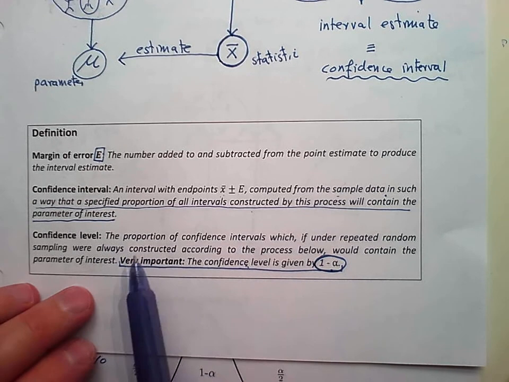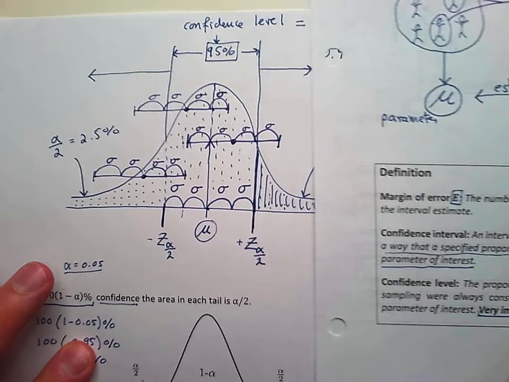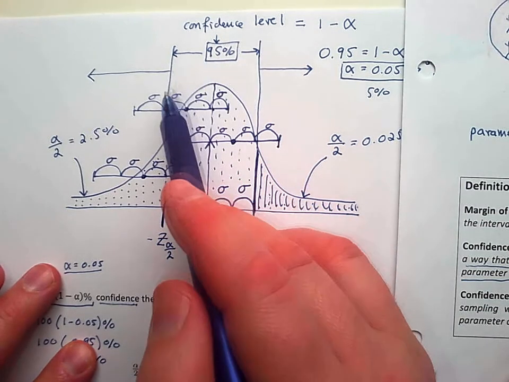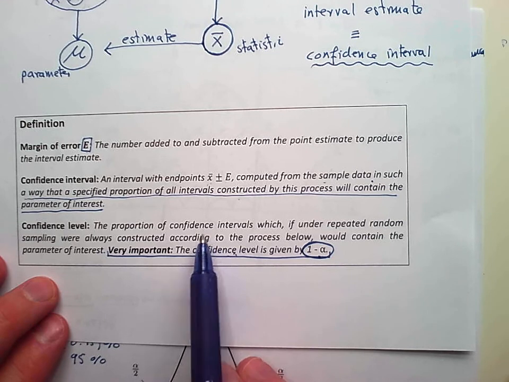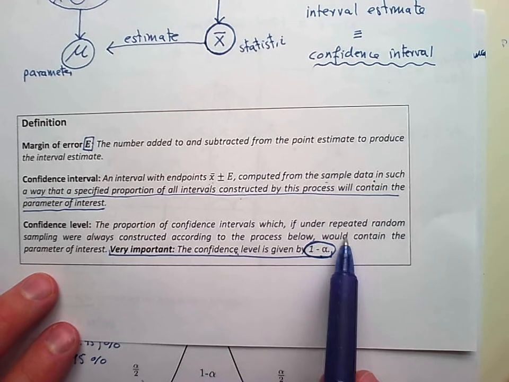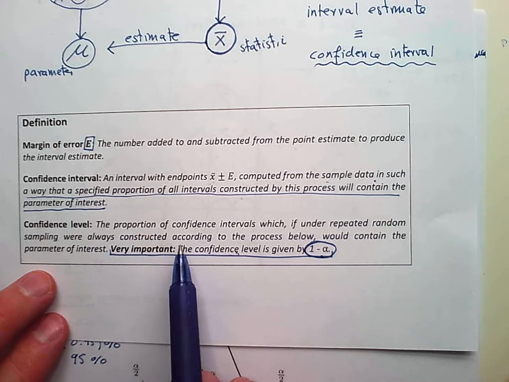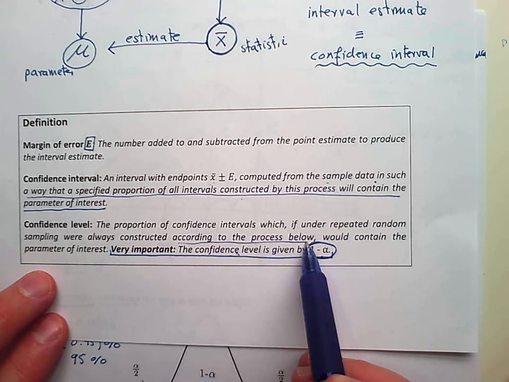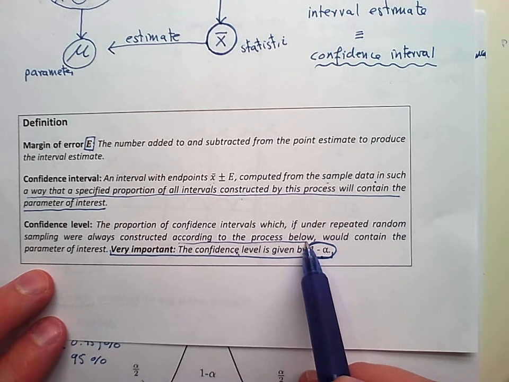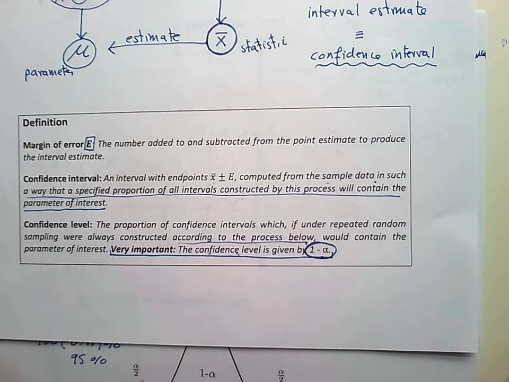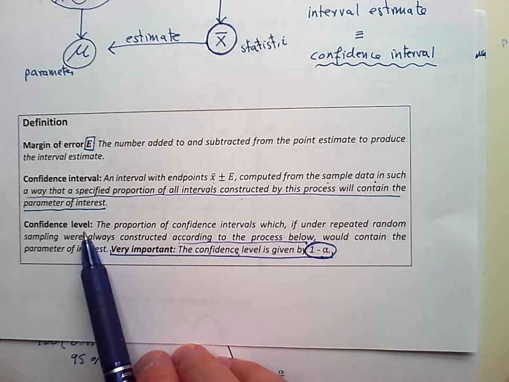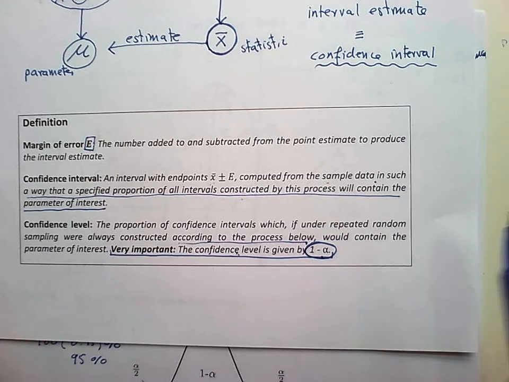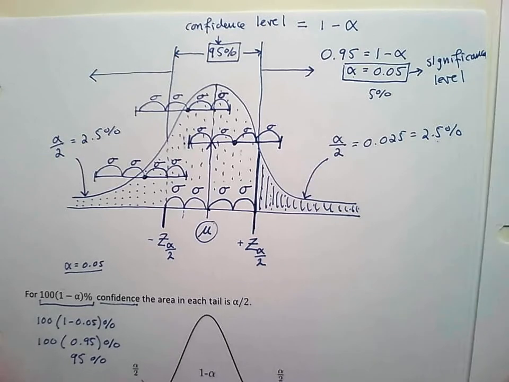Then our confidence level is the proportion, right? Confidence level is this 95%. The confidence level is the proportion of confidence intervals which, under repeated random sampling, if always constructed according to the process below, which is the one we just talked about, would contain the parameter of interest. Here it's just talking about the intervals that we're constructing. Here it's talking about our levels of confidence in those intervals. And again, our confidence level is equal to 1 minus alpha.